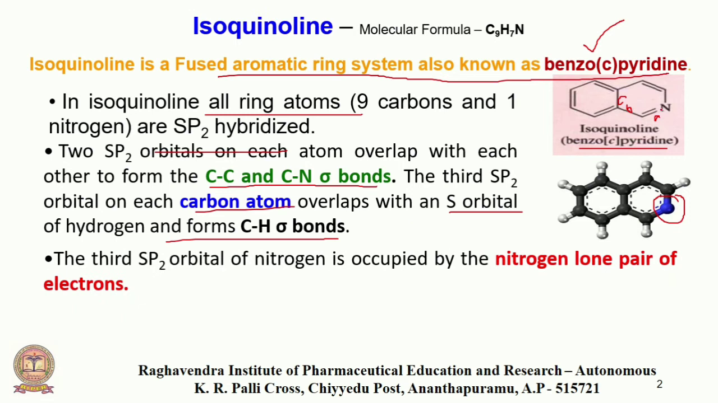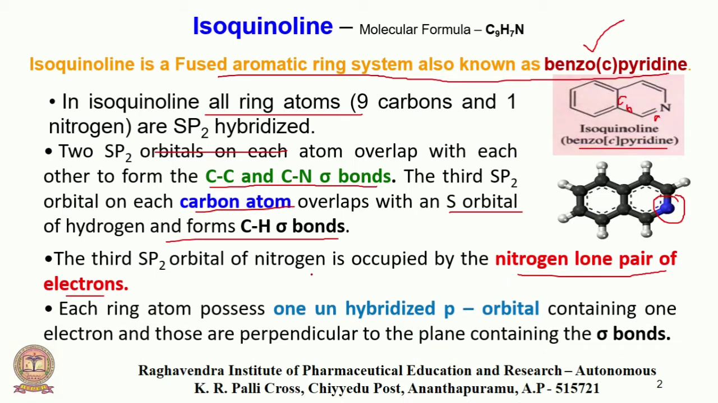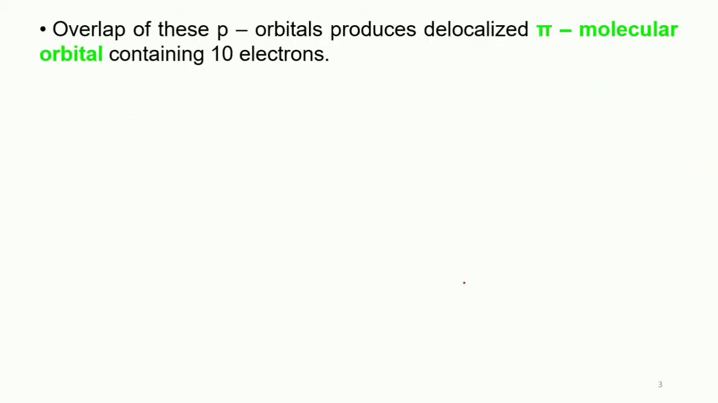Coming to the nitrogen, the third sp2 orbital does not make a bond with hydrogen; it is occupied by a lone pair of electrons. In each ring atom we can see an unhybridized p orbital, because all the atoms are sp2 hybridized. One p orbital remains, containing one electron, perpendicular to the plane containing the sigma bonds. So these unhybridized p orbitals are perpendicular to the sigma bonds, which have bond angles of 120 degrees.